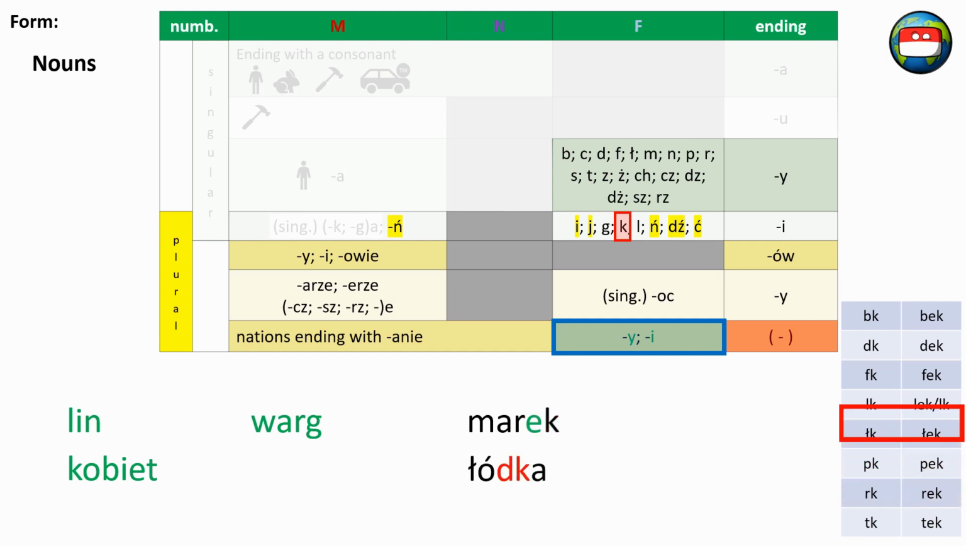Łódka, łódki, łódek, pralka, pralki, pralek. This rule also has some exceptions, like for example the word fight, walka, walki, walk. Here adding the e sound was not necessary.